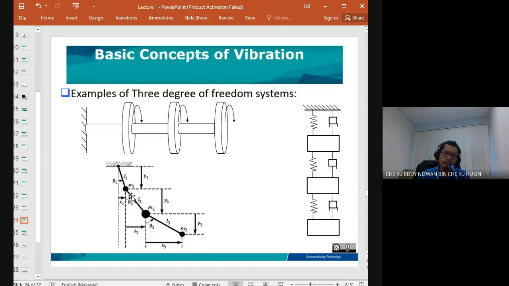So you can produce 3 different angular displacements: theta 1, theta 2, and theta 3. Theta 1 refers to the motion of the first disc, theta 2 represents the motion of the second disc, and theta 3 the third disc. The same goes for translation. We use x1 for the displacement of mass 1, x2 for mass 2, and x3 for mass 3. Actually, you can have a combination, like a coupled system, for the 2 degree of freedom, but I can't list all of them.